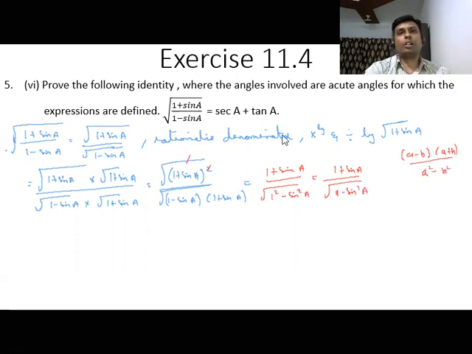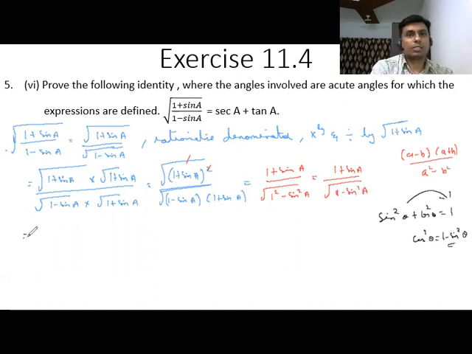Now I use a very important property of trigonometry: sin square theta plus cos square theta is 1. So if I take sin square theta to this side, what will I get? Cos square theta is 1 minus sin square theta. See, here sitting is 1 minus sin square theta, that is cos square theta. So I can write this as 1 plus sin A divided by root of cos square A. Now the root and the square will get cancelled, so I'm left with 1 plus sin A divided by cos A.